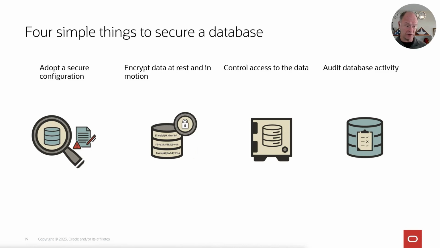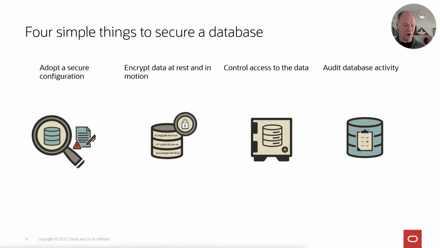Encrypt your data. At rest, in motion, data should be encrypted. Control access to the data. And I showed you one tool, Database Vault. There are lots of different ways to control access. They have different advantages and disadvantages and use cases. You can spend a lot of time here. And finally, audit access to your data.